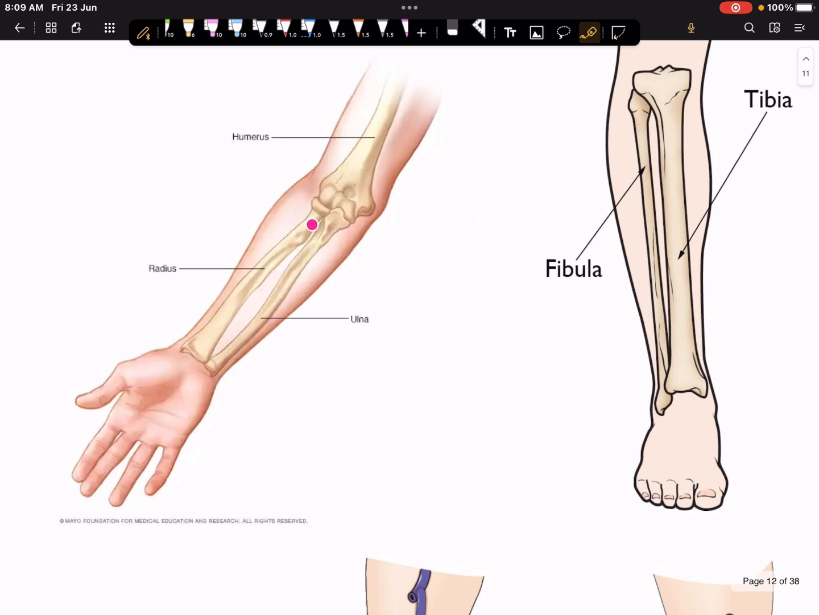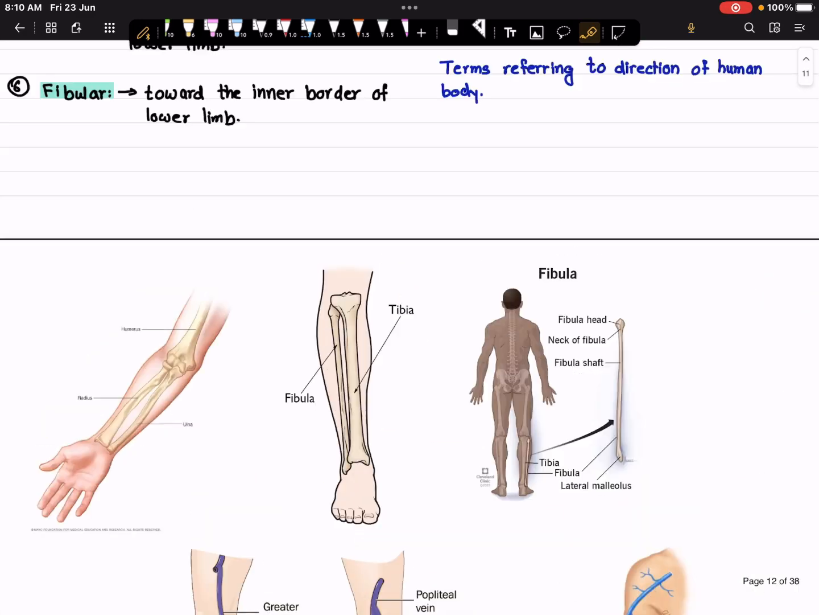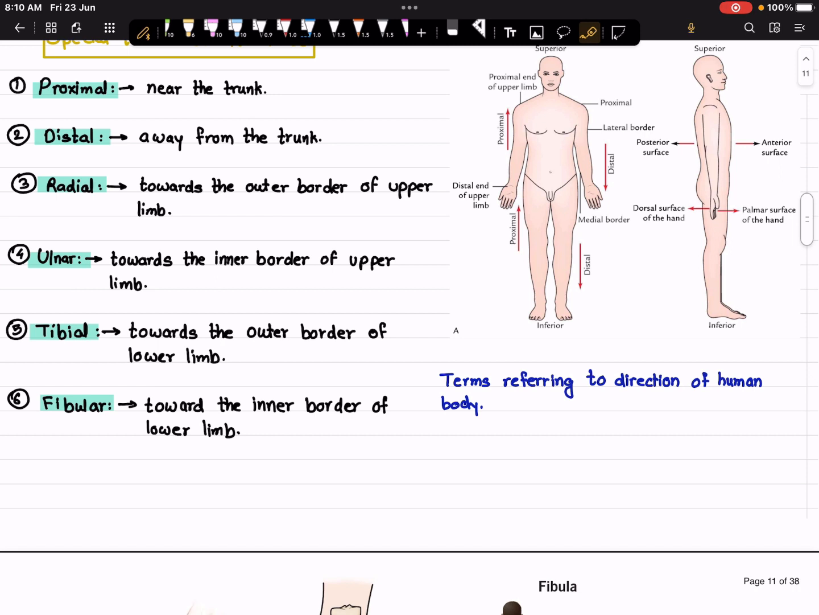So we see that the radius is towards the outer aspect of the upper limb, and the ulna is towards the inner aspect of the upper limb. Anything near the radius bone or going in this direction is termed radial, and anything going towards this direction is termed ulnar. Hence the term towards the inner border is ulnar and towards the outer border is radial.